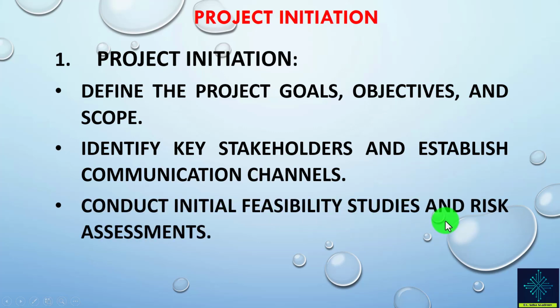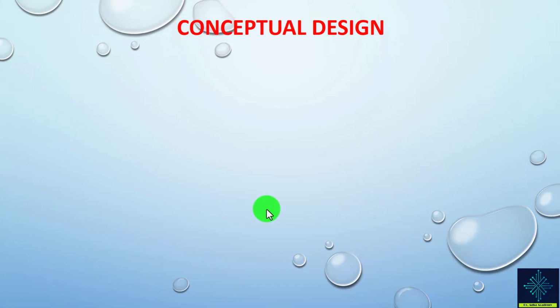Conduct initial feasibility studies and risk assessment. So we have to conduct feasibility studies. We can also have a business case, and we can have some sort of high-level risk assessment, which is not a detailed risk assessment, but at least an indicator of the expected risks and how to respond to all of these risks. So this is the initiation phase or iteration.